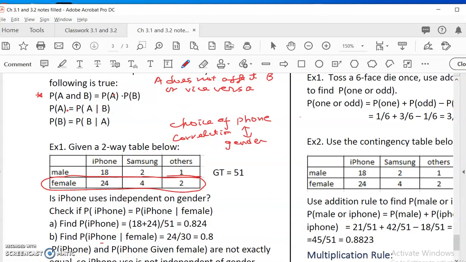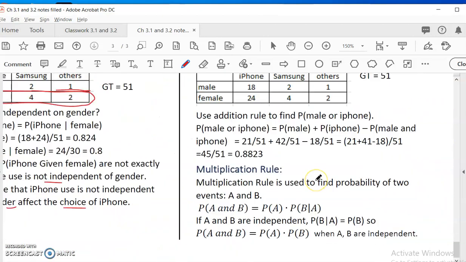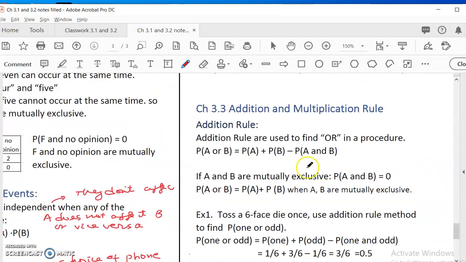Okay, so the next video will be 3.3. We introduce two rules called the addition rule and the multiplication rule.